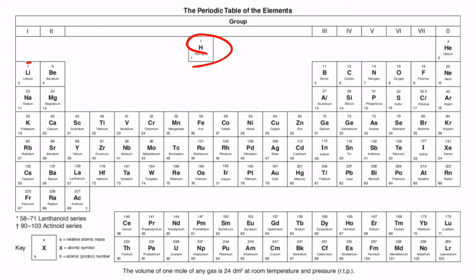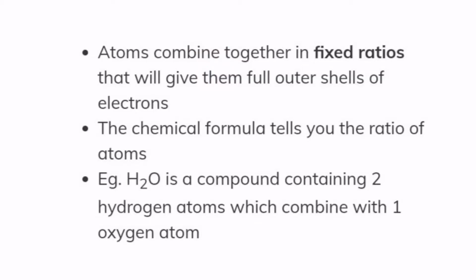Okay. So atoms combine together in fixed ratios that will give them full outer shells of electrons. We are going to look at these fixed ratios in which atoms combine so that at the end of the day they have a full outer shell of electrons. Then we say those atoms have combined. The chemical formula tells you the ratio of atoms.